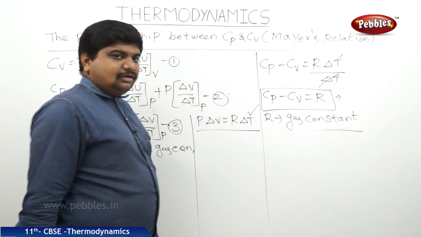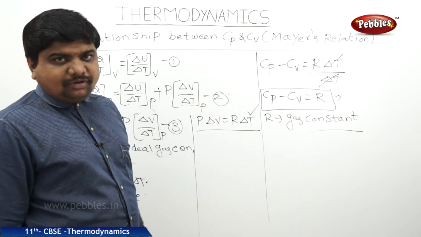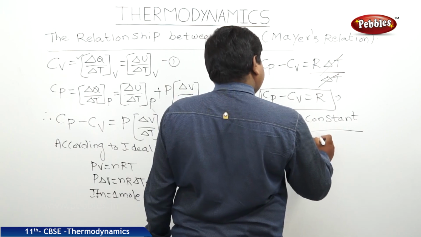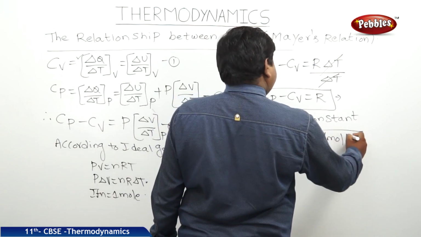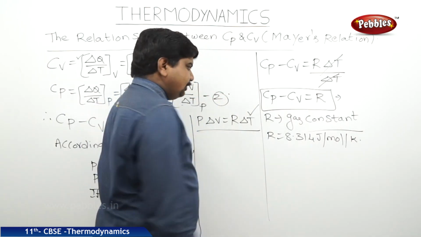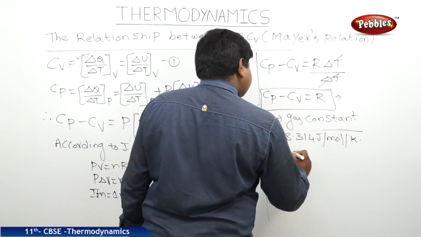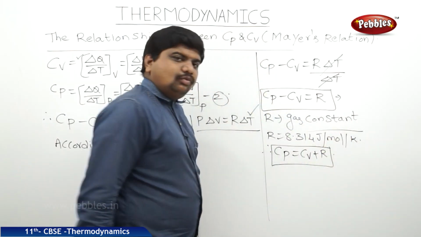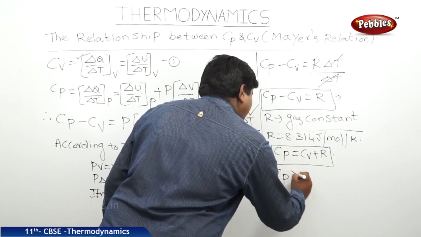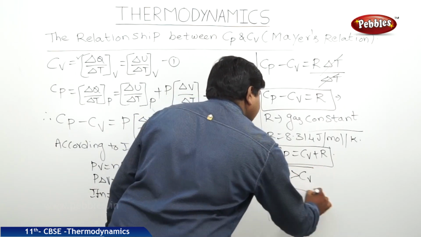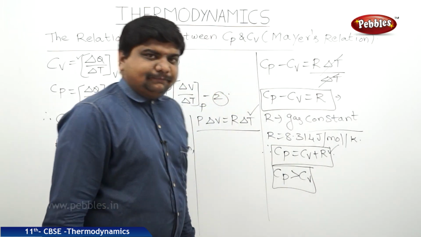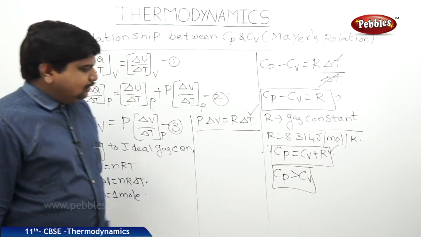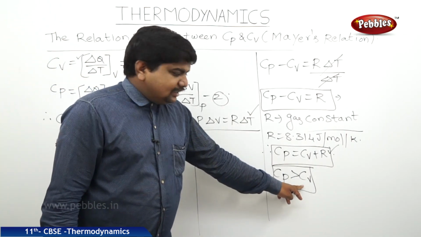We have the value of the gas constant as 8.314 joules per mole per Kelvin. So therefore, Cp is equal to Cv plus R. We can say that Cp is always greater than Cv by the addition of R. So like this, we can define the relationship between Cp and Cv, and the condition is Cp is always greater than Cv.